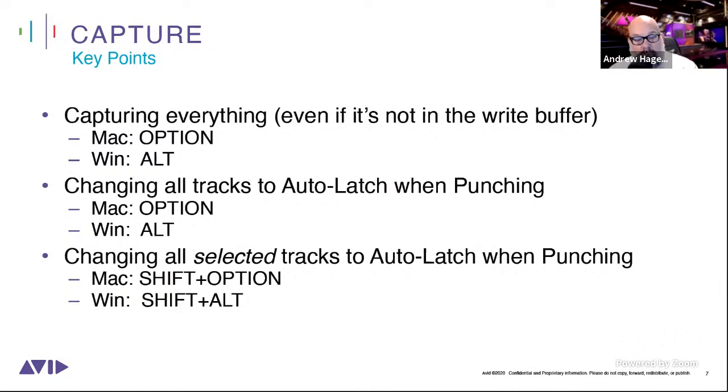If you want to, while you're punching, change all your tracks to auto latch and punch on all your tracks, then you hold the option key or the alt key while you hit the punch button, that little down arrow. And this is what I haven't shown you, but it makes sense, right? If you want to change all selected tracks, not all tracks, but all selected tracks, to auto latch when punching, hold down shift and option and click that down punch arrow.